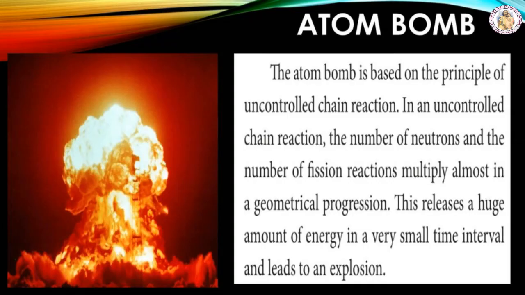The atom bomb is also based on the principle of uncontrolled chain reaction. In this uncontrolled chain reaction, we are not using any absorber to absorb the neutrons. In an uncontrolled chain reaction, the number of neutrons and the number of fission reactions multiply almost in a geometrical progression. This releases a huge amount of energy in a very small time interval and leads to an explosion.